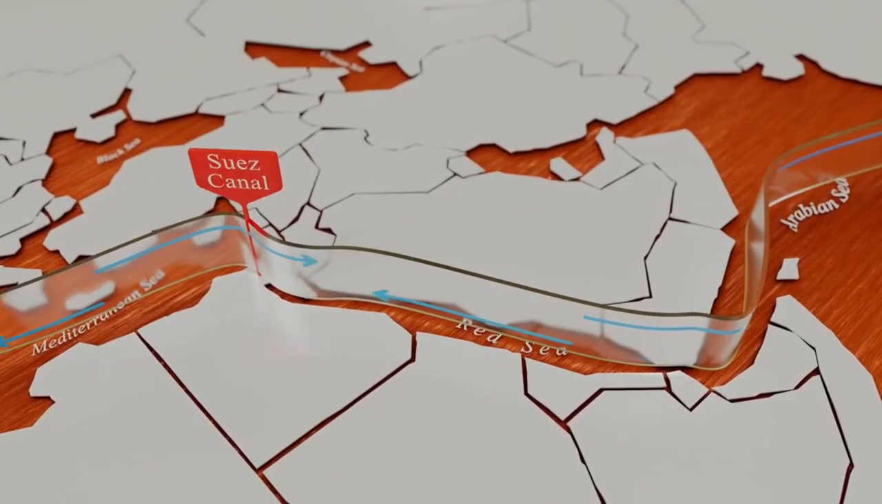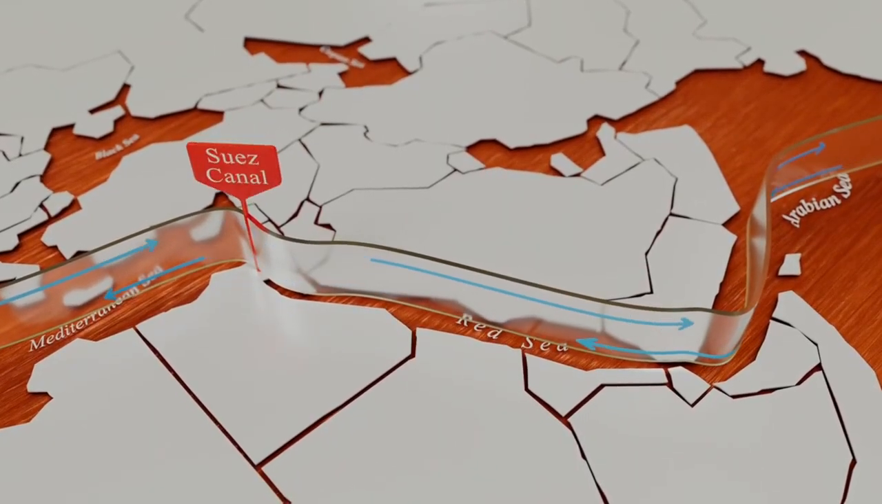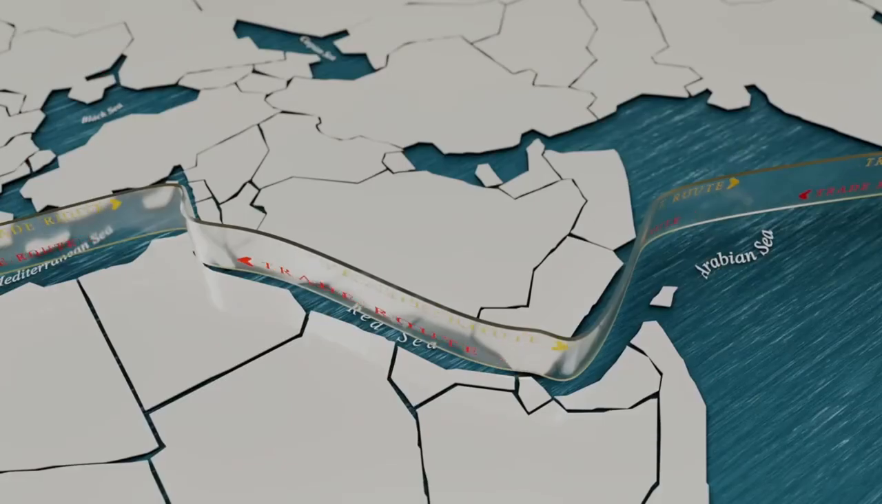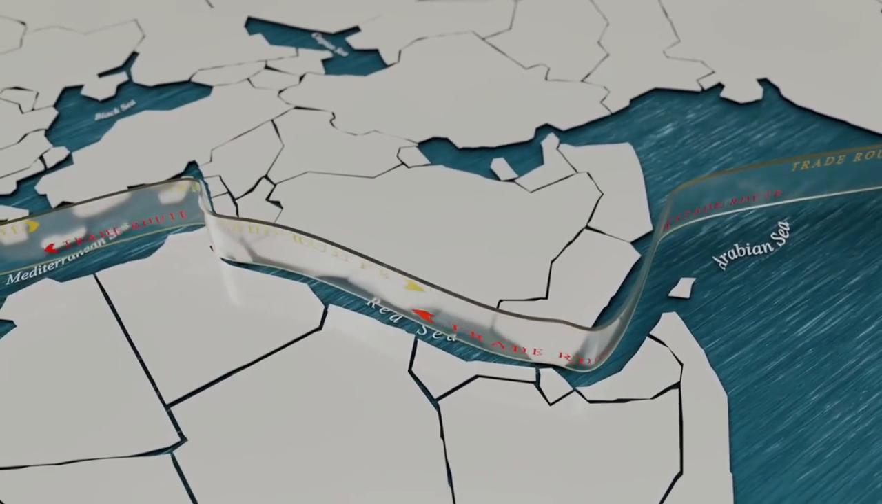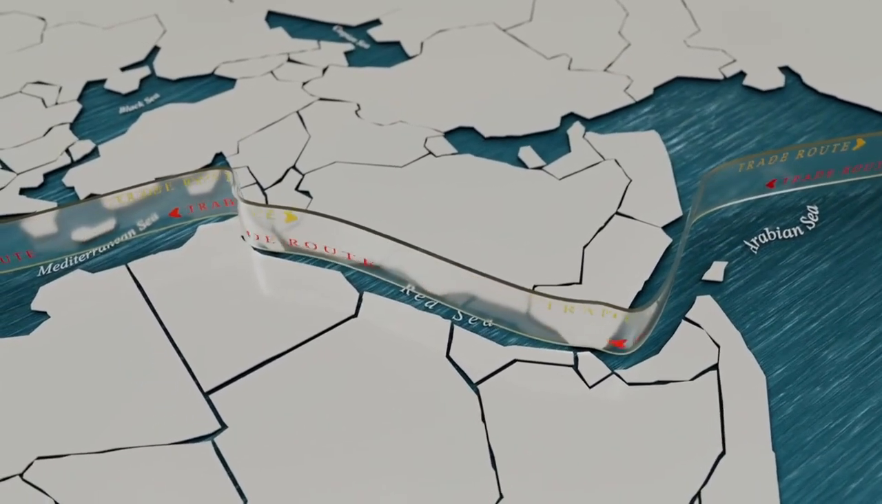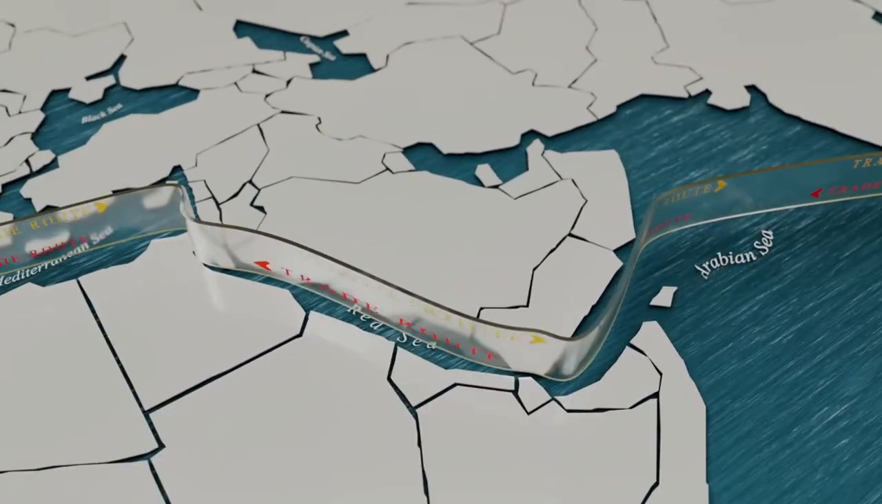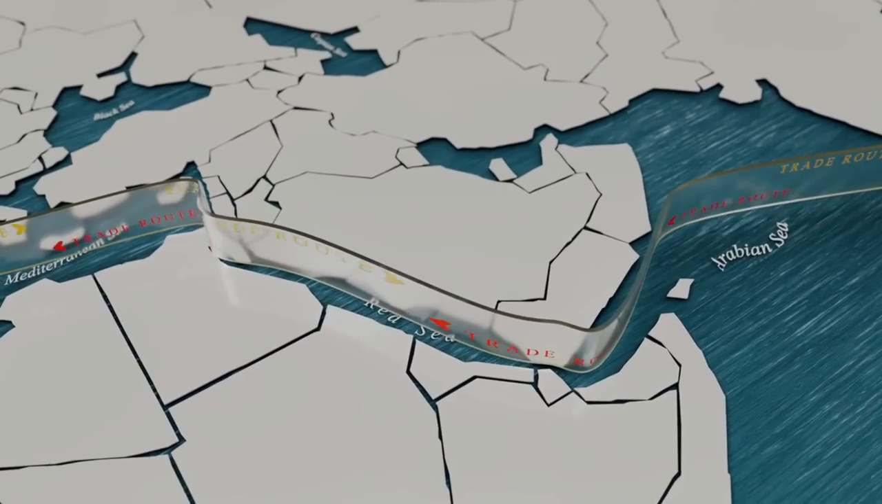Suez Crisis, 1956. The Suez Crisis marked a turning point in Britain's global influence. The attempt to regain control of the Suez Canal, following its nationalization by Egypt, ended in political and military failure, highlighting the decline of British imperial power.